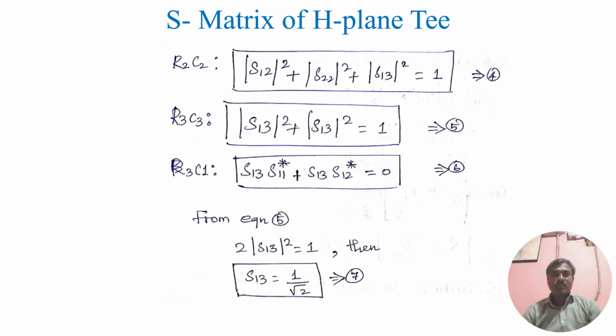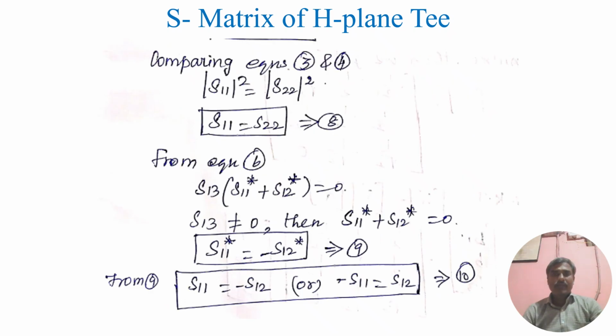From that, S13 equal to 1 by root 2 as shown in equation number 7. By comparing equations 3 and 4, we can write S11 whole square is equal to S22 whole square. From that, S11 equal to S22 as shown in equation number 8.